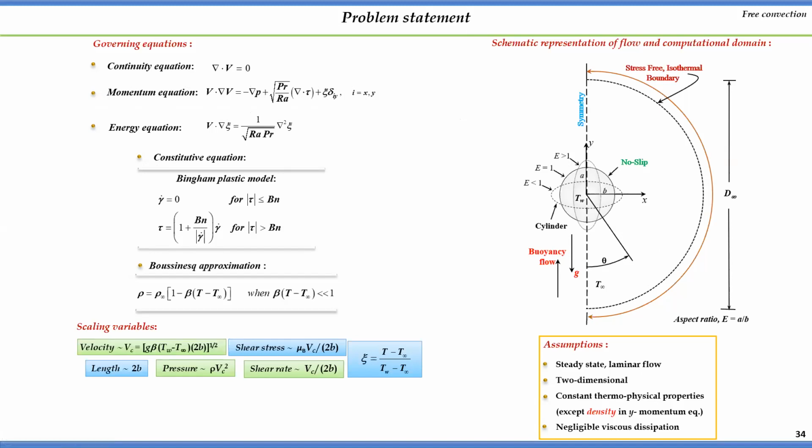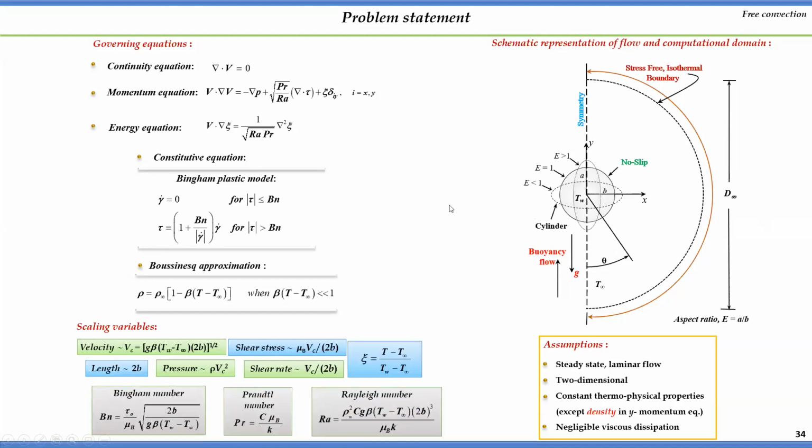So now let us see how our results are affected by this phenomenon. Here I really want to tell you one thing. Because we are interested in finding out yielded and unyielded shapes in the domain, these shapes are definitely affected by the energy term, the temperature term, because it will affect the flow equations. So these are the governing parameters: Bingham number, Prandtl number, and Rayleigh number. The Rayleigh number is basically taking care of our free convection phenomena. This Rayleigh number is the multiplication of the Grashof number and Prandtl number.